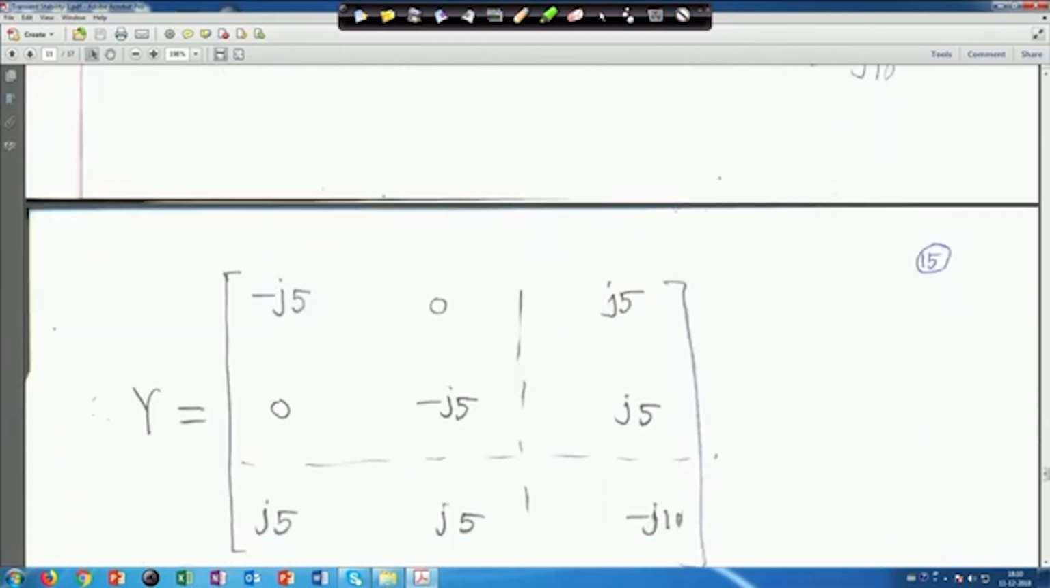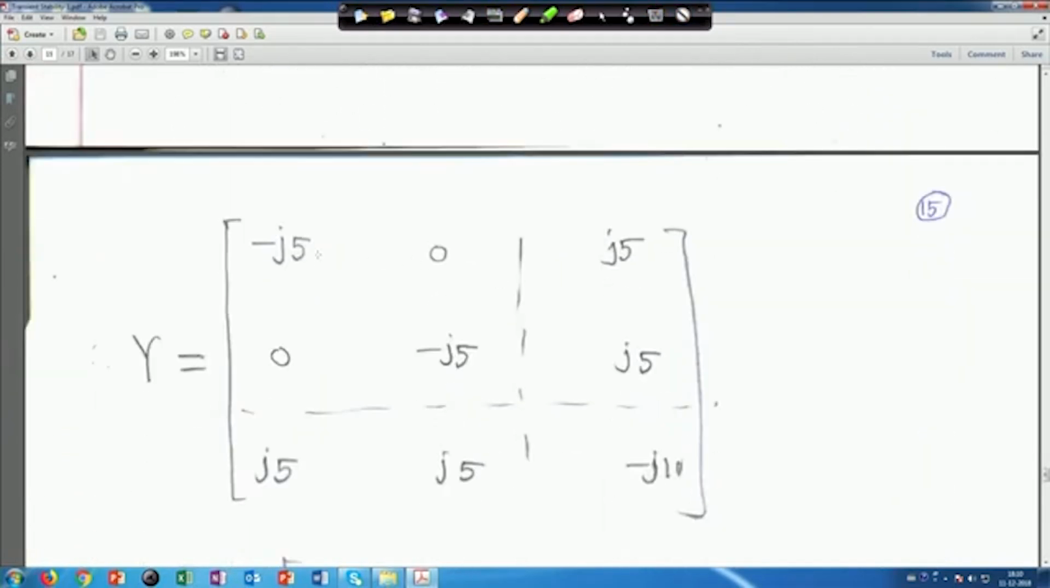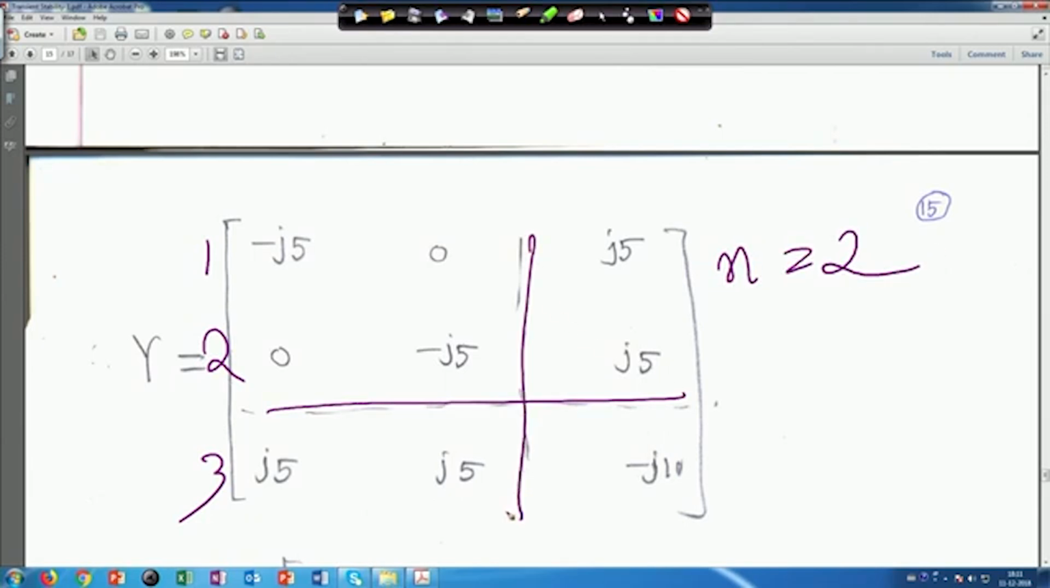Therefore, the pre-fault bus matrix is minus j5, 0, j5; 0, minus j5, j5; and j5, j5, minus j10. We have two machines, so this is your 3 bus problem. This is 1, this is 2, this is 3. We have 3 buses, but we have to reduce that Y matrix to n by n, because n is equal to 2 here, as we have 2 machines.